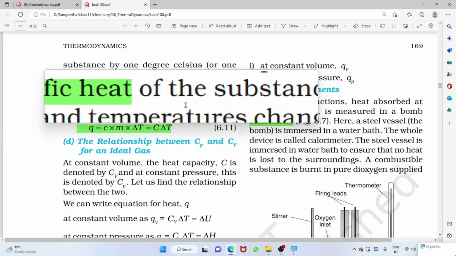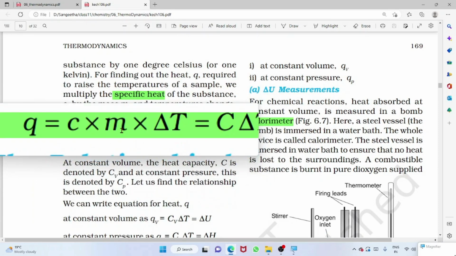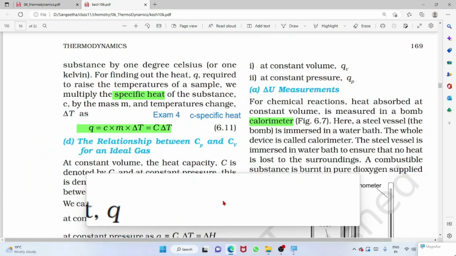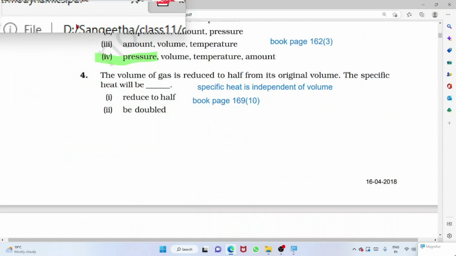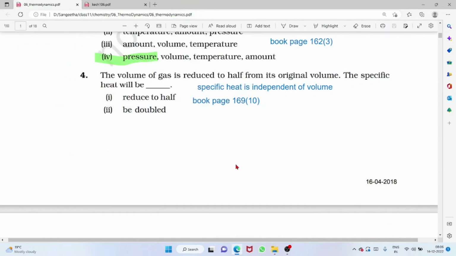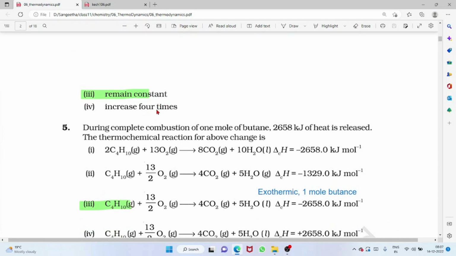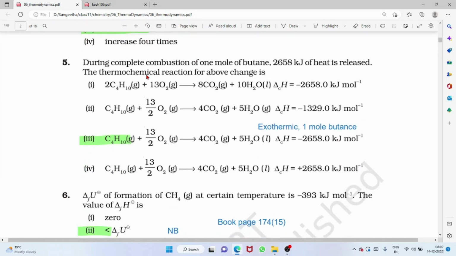Okay, so the specific heat is independent of the volume. Look at this equation. The specific heat C is independent of the volume. So option 3, it remains constant, so it is independent of the volume.